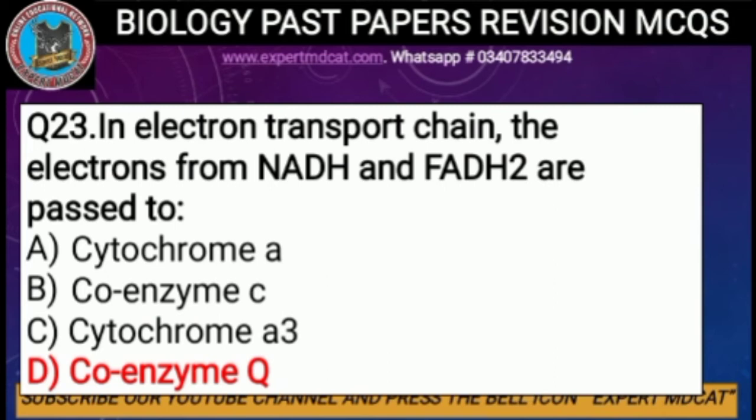Question number 23: in the electron transport chain, also called ETC, the electrons from NADH and FADH2 are passed to coenzyme Q, because their electrons are passed to coenzyme Q, and then the complex process begins.